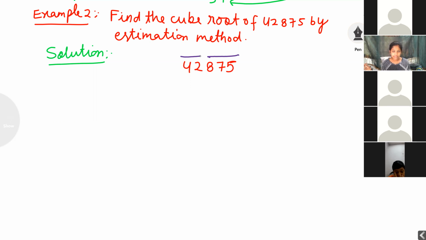I want to find the cube root of the ones place. What is the ones digit? The ones place digit is 5. 5 cube is equal to 125. Now 125, which value do I want to write here? 5 I will write here. Okay, keep this in mind.